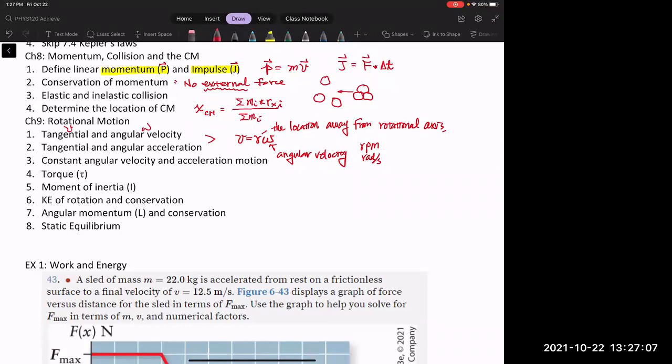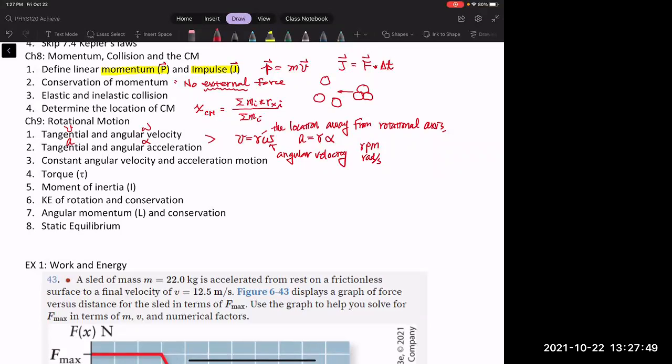We also have tangential and angular acceleration, which means if you want to find the a, and you also know the radius of this disk or this circular thing, you have to multiply by another quantity called alpha. So alpha is called the angular acceleration, and tangential acceleration is a. So these are the four things that you should start with. And then the book talks about constant angular velocity and constant angular acceleration motion. They are similar to chapters 4 and 5.